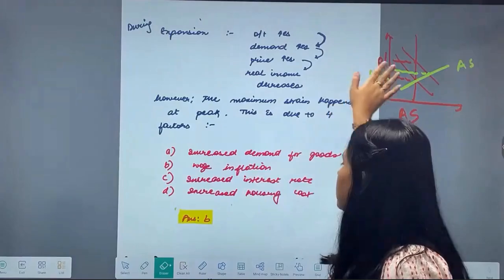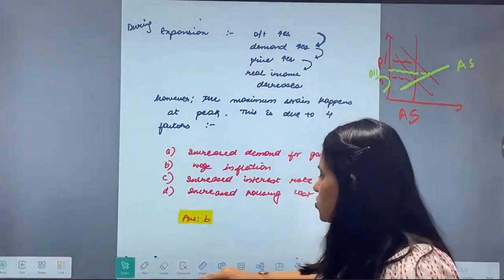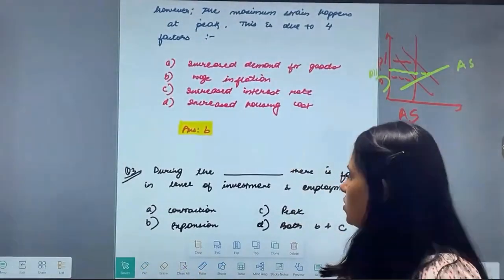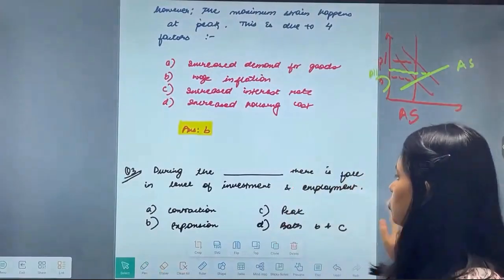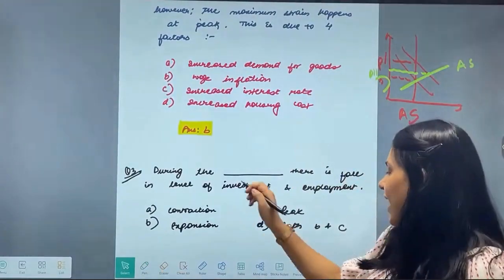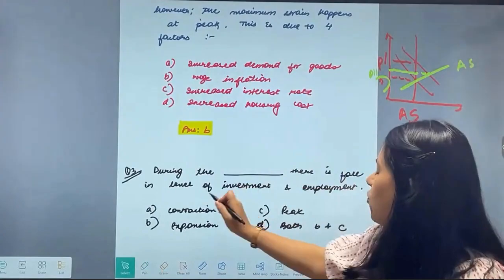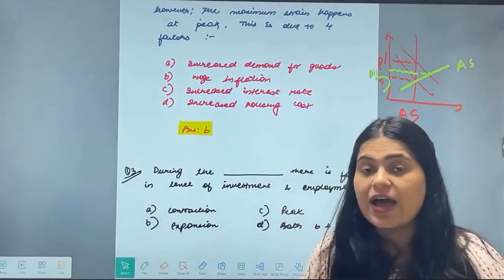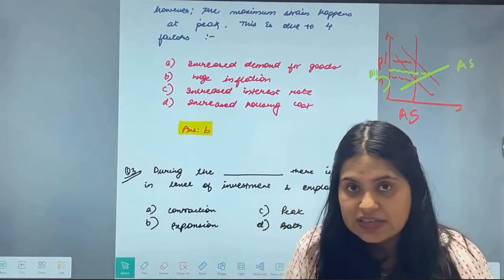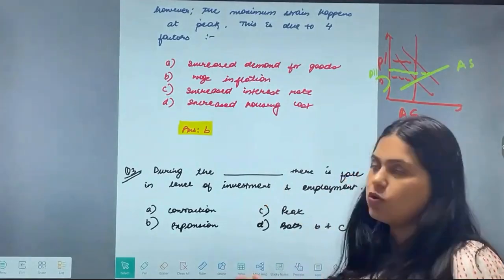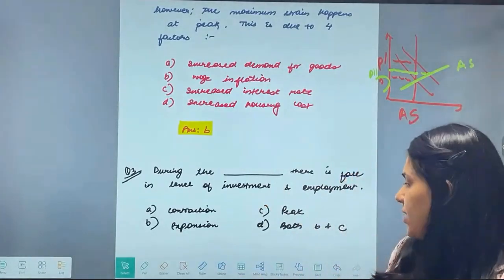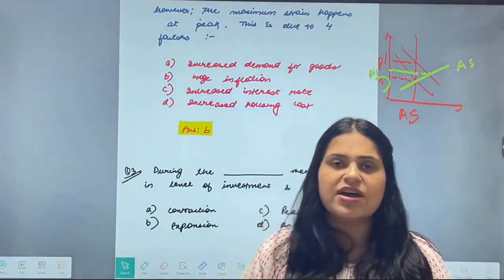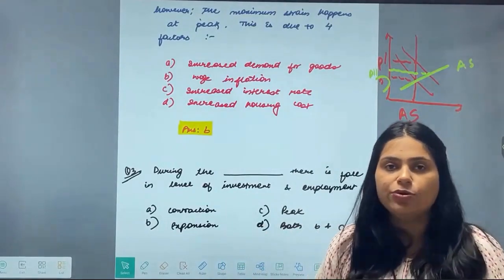Let us try to take the next one. So the next question is the following. Right, so this is your question. During the dash phase, there is fall in level of investment and employment. When does it happen that the investment decreases and the employment also decreases? Contraction, peak, expansion, or both B and C? Just answer this. Try to answer it in the chat window, then I will do it.